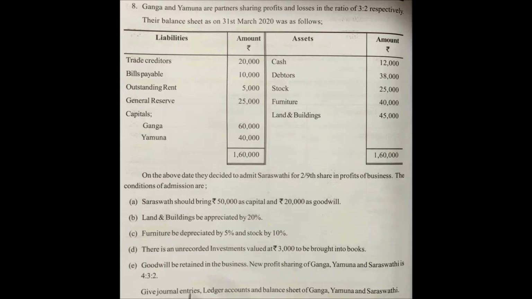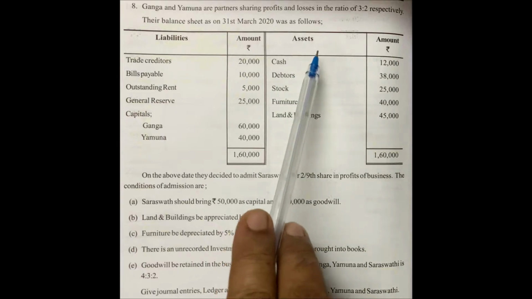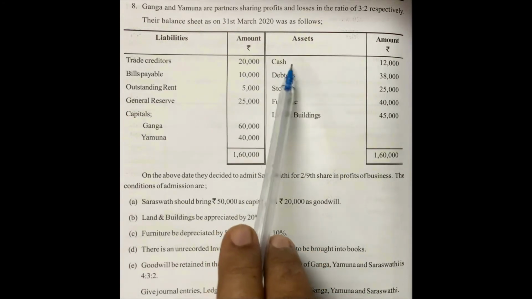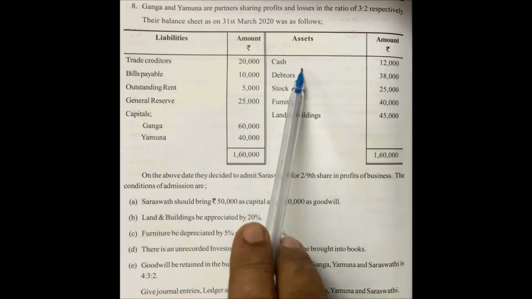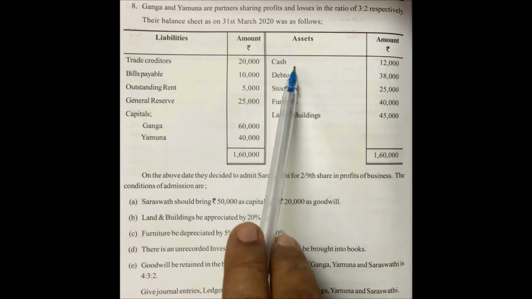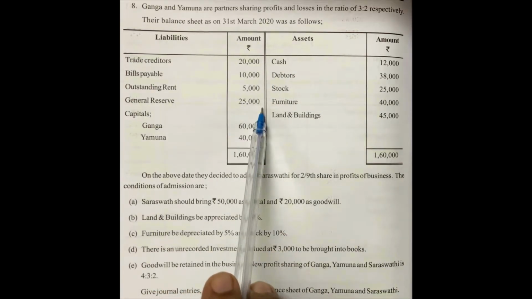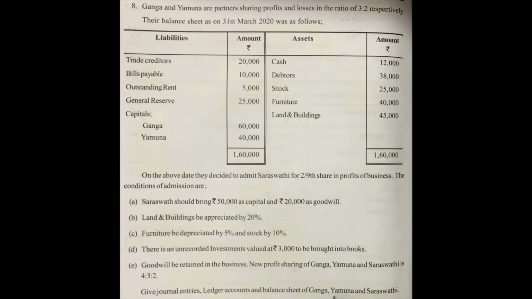If you want to know the journal entries for this type of problem, you can see my previous videos. We prepare the ledger. In the ledger we have to prepare the revaluation account and the capital accounts of Ganga, Yamuna and Saraswati. Next, we have to prepare the cash account, because in the old balance sheet, cash balance is given on the asset side and bank balance is not given. After the cash account, we prepare the goodwill account. The ledger contains all these accounts. After that we prepare the new balance sheet.